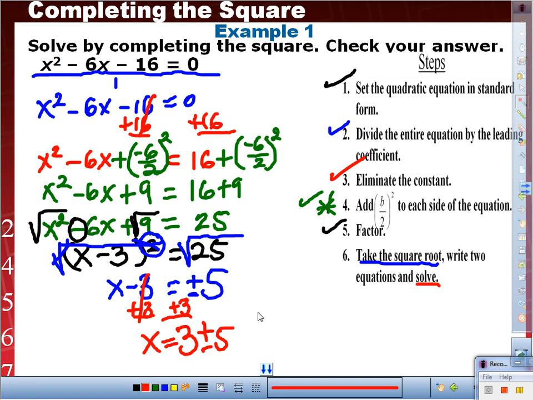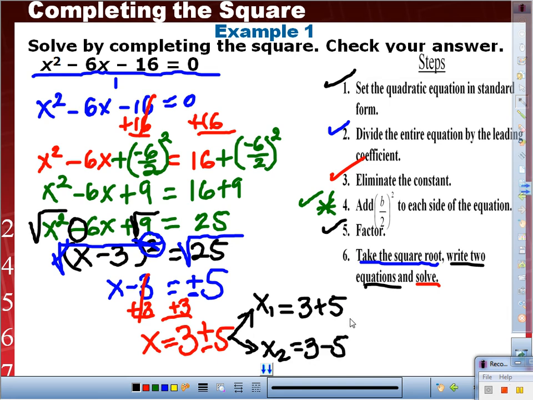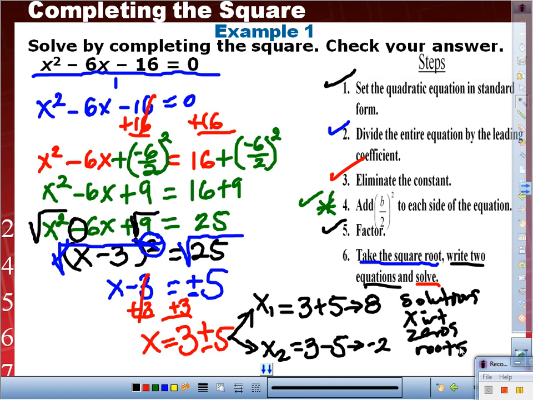Are we there so far? Next, write 2 equations. Why do I need to write 2 equations? Let me show you. x of 1, x of 2. This equation, 3 plus 5. What do I write for the second equation? 3 minus 5. Therefore, this is 8 and this is negative 2. These are my solutions: x-intercepts, zeros, and roots. Copy that, please. Let's go.